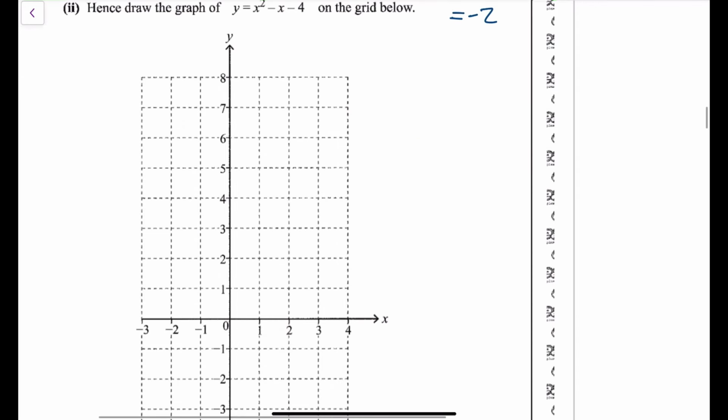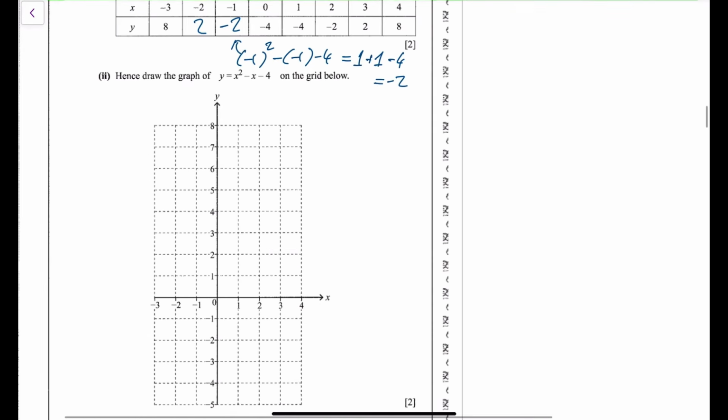You've got your points, you plot your points in. So this is not going to work out beautifully in this thing, unfortunately. But at -3, I'm at 8. At -2, I'm at 2. At -1, I'm at -2. At 0, I'm at -4. At 1, I'm also at -4. At 2, I'm at -2. At 3, I'm at 2. And at 4, I'm at 8.